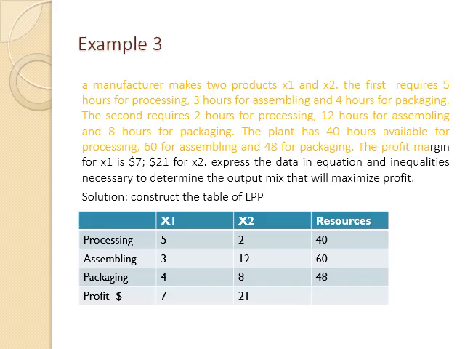The profit margin for X1 is $7, $21 for X2. Express the data in equation and inequalities necessary to determine the output mix that will maximize profit. Now, let us focus on the formulation of this problem.